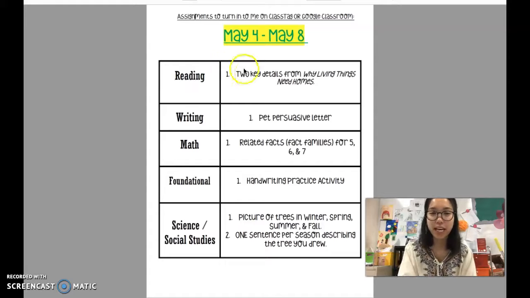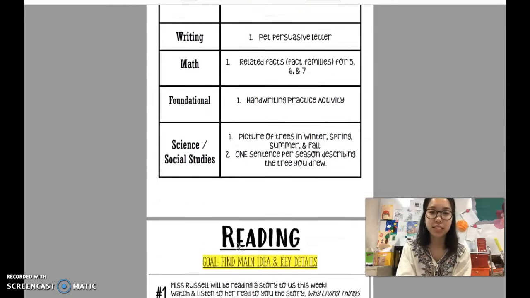May 4th through May 8th. There's only about one assignment per subject. Again, it looks like a lot, but I combined science and social studies, and split it up for you guys to make it easier to understand.